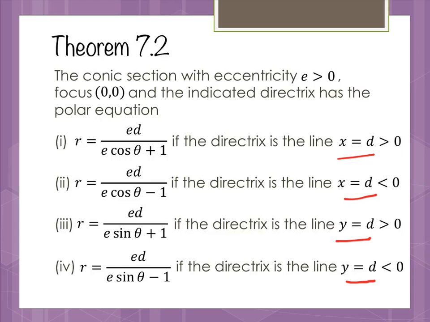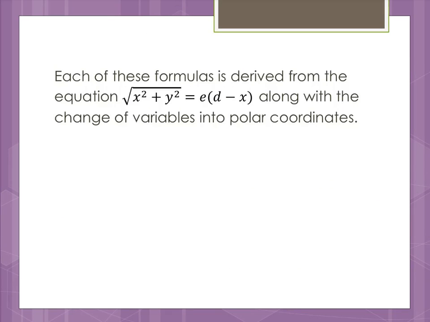I debated whether to show where these formulas are derived from. Your book shows one of them. What I decided to do is sort of wave my hands a little bit and describe to you where it's coming from. Does everybody have these written down before I switch to the next slide? Okay. These formulas are actually coming from the equation the square root of x squared plus y squared equals E, that's the eccentricity, times d minus x, which is the distance that we're referring to between the directrix and the axis.